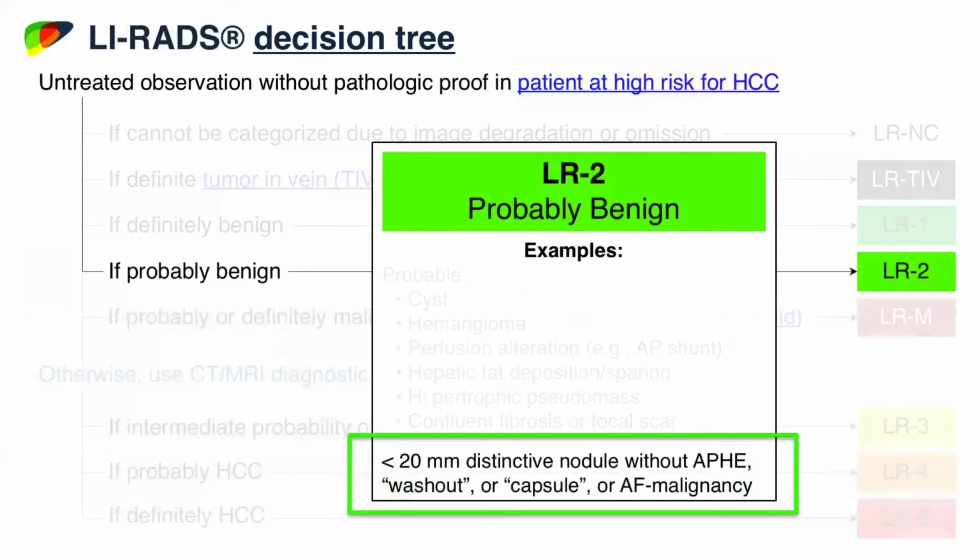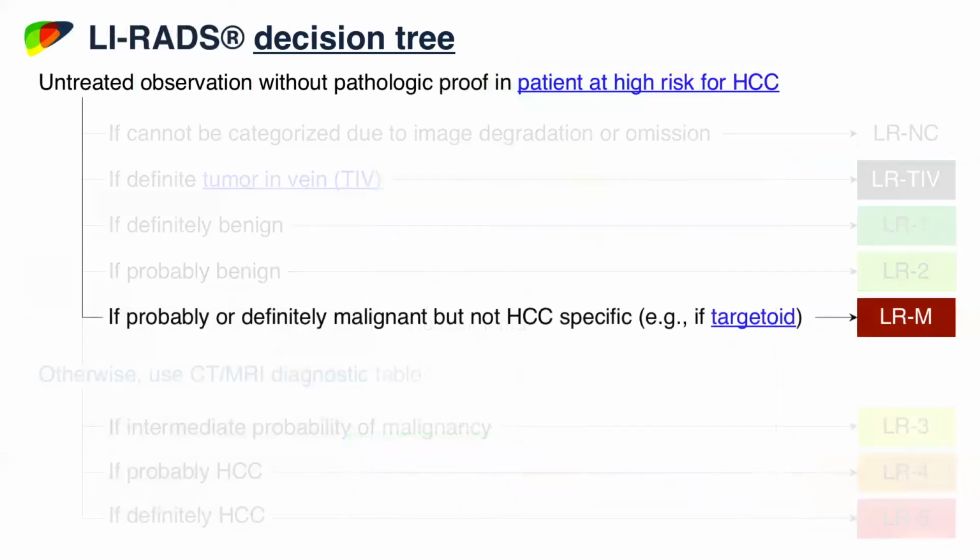It looks a little funny, so I call it probable cyst, probable hemangioma. And in the interest of time, let me skip this last category here, which we can discuss on another day. Now, if it's not definitely benign and not probably benign, then I ask myself, is it probably or definitely malignant, but not HCC specific? And if it is, I call it LI-RADS-M.